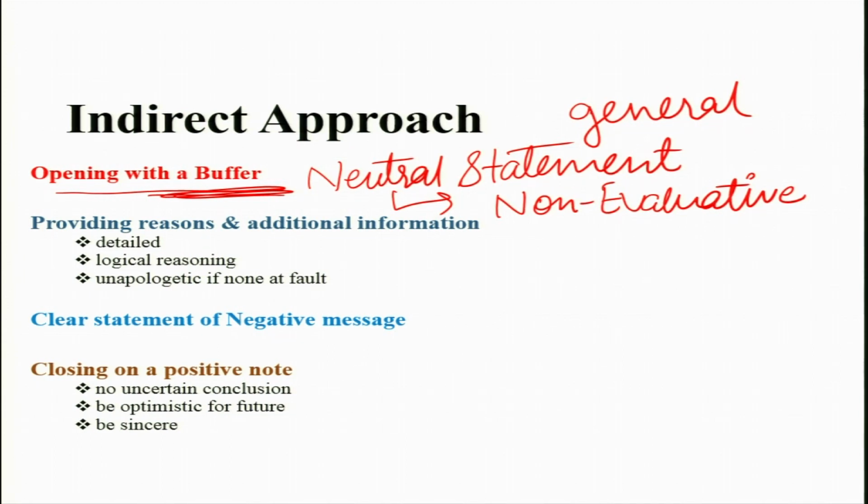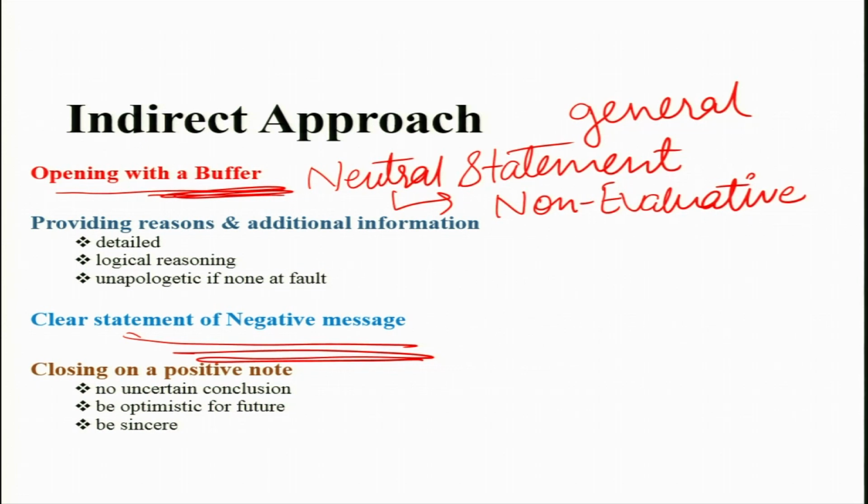So you will be starting with a buffer, you will be providing the reasons and the additional information, that is, the logic behind this, what's the reason. Then you will be going on to state the negative message. For example, you want to lay off people in your organization, and that's a message you want to circulate, and that's negative news. So how will you start?